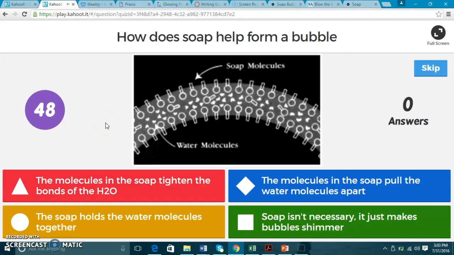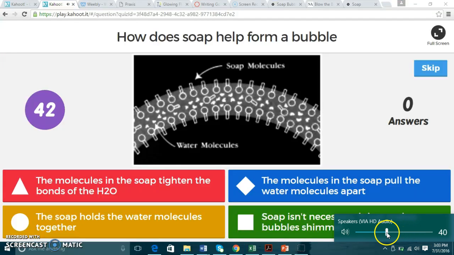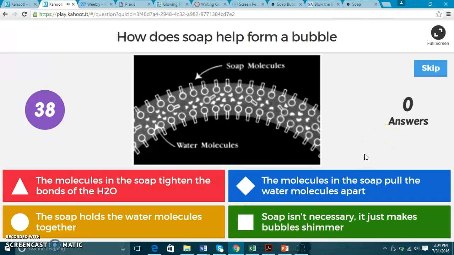Red, the molecules in the soap tighten the bonds of the water molecules. Blue, the molecules in the soap pull the water molecules apart. Yellow, the soap holds the water molecules together. Or green, soap isn't necessary, it just makes bubbles shimmer.